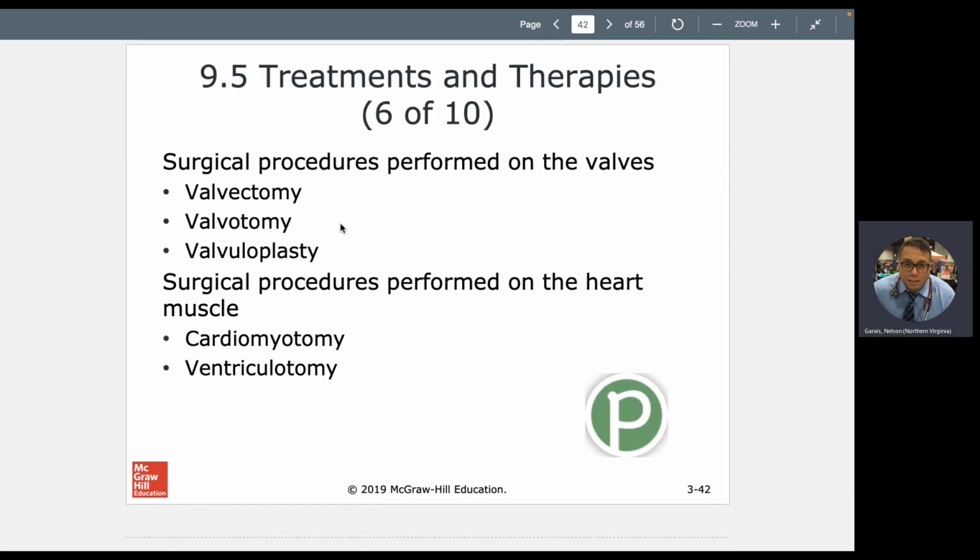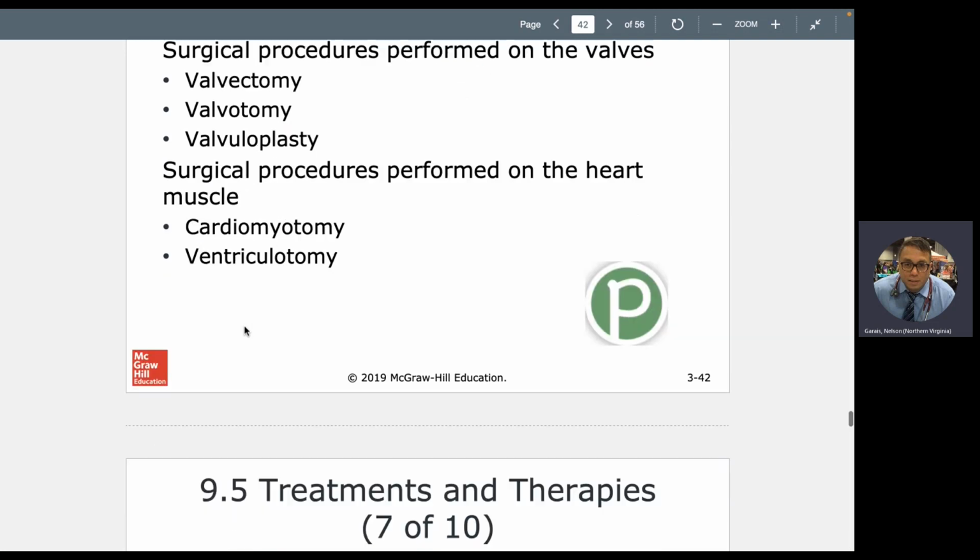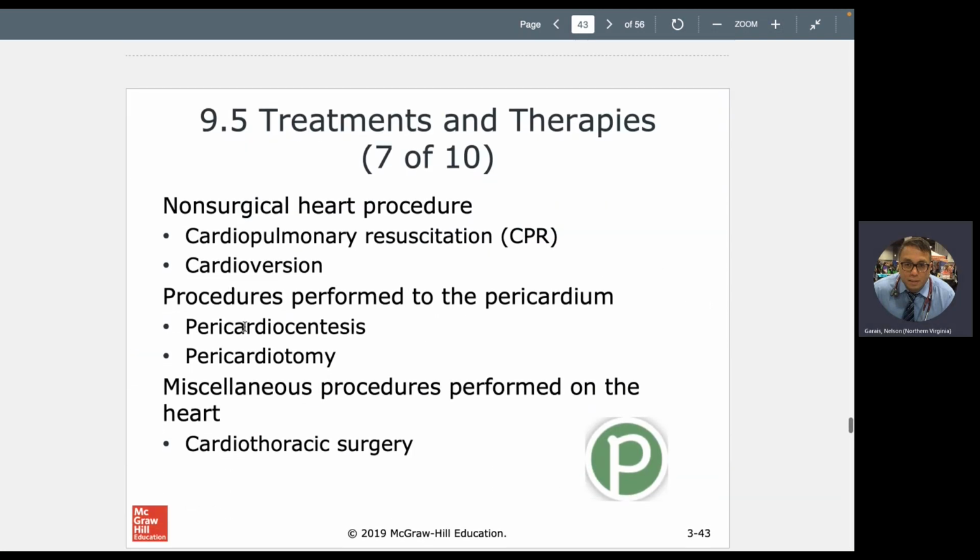Valvectomy, valvotomy, valvuloplasty. We know all of those because of the suffixes, but this is to do with valves. This is to do with the heart itself, cardio, heart, ventricular, heart. CPR is cardiopulmonary resuscitation. So it not only deals with the heart part, it also deals with the lung part as well.